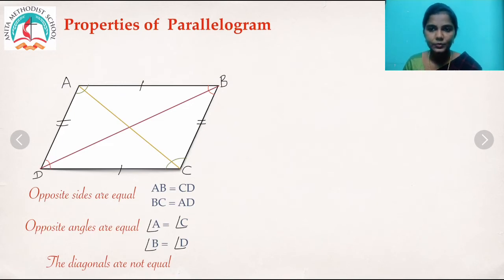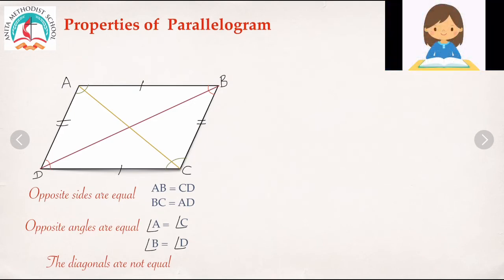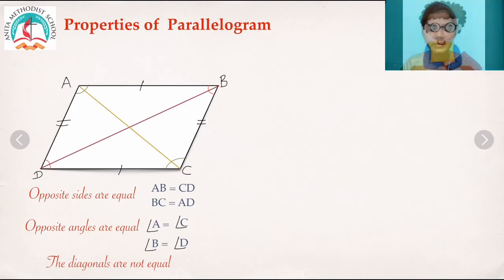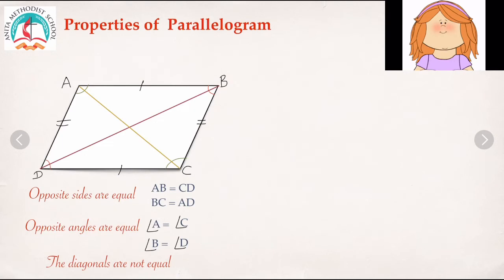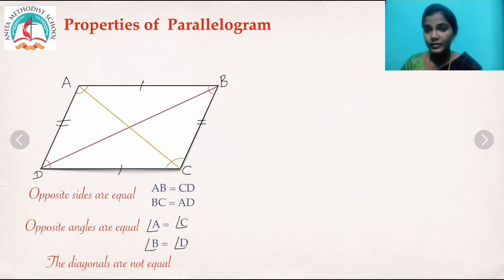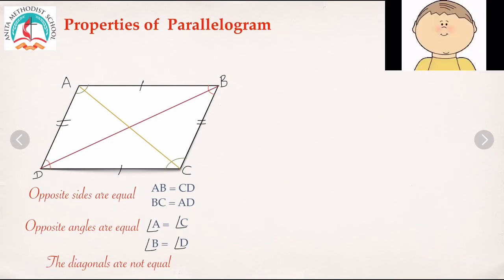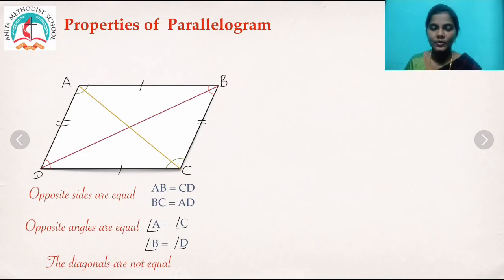Can you repeat? What is the first property? It has 4 sides and 4 corners. What about the second property? Miss, the opposite sides are equal in length. What is our third property? Miss, the opposite angles are equal. The last property is? Miss, the diagonals are not equal. Okay, very good children. Now we will move on to the other parallelogram.